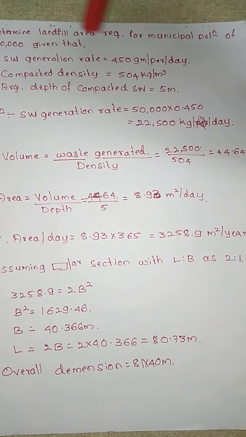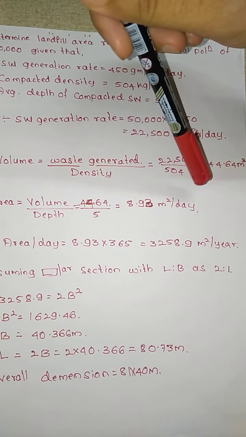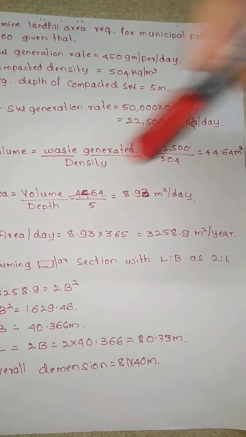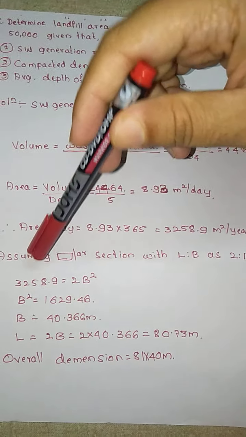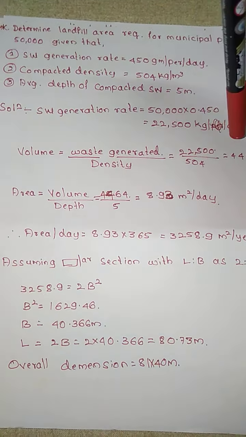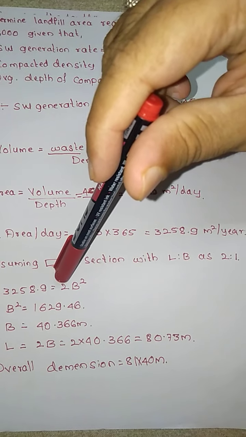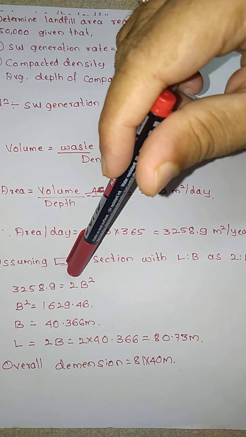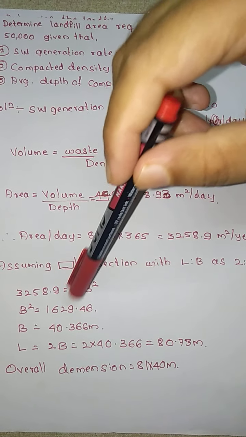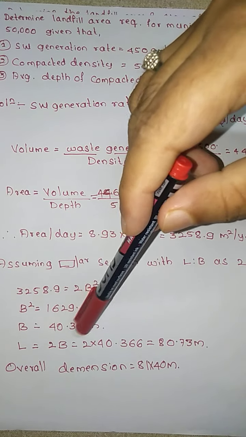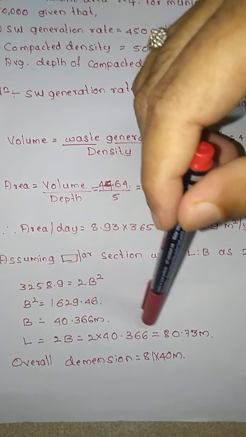In order to dispose of the waste of 50,000 people, we require 3258.9 meter square of area annually. Assuming a rectangular section with length and breadth in the ratio 2:1, area is equal to length into breadth. L is equal to 2b, so b into 2b gives 2b square. So b square is 1629.45, and the breadth b is 40.36 meters. Length is 2 times the breadth, so around 80.73.